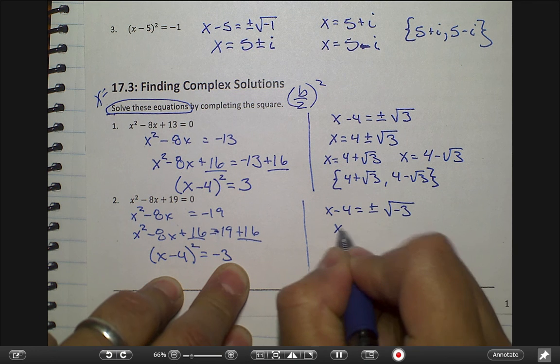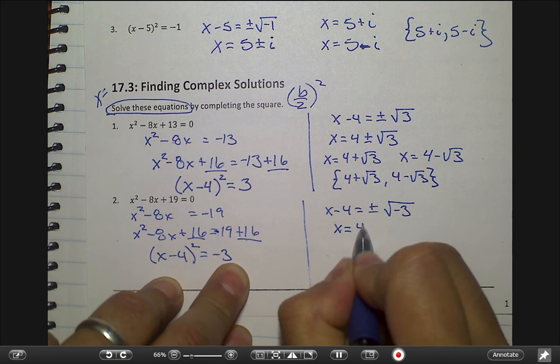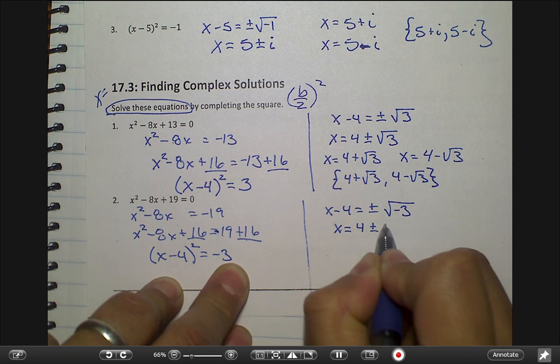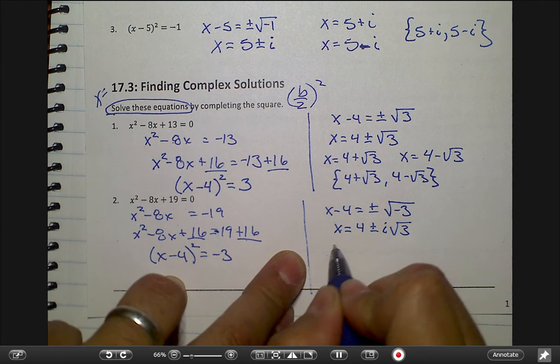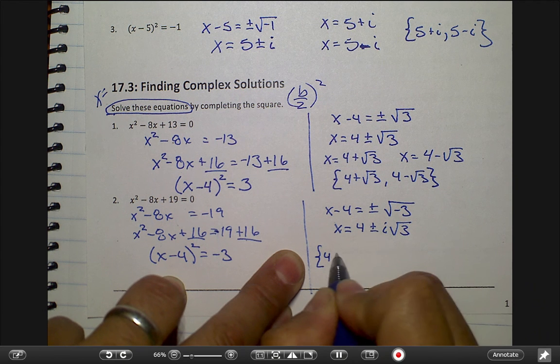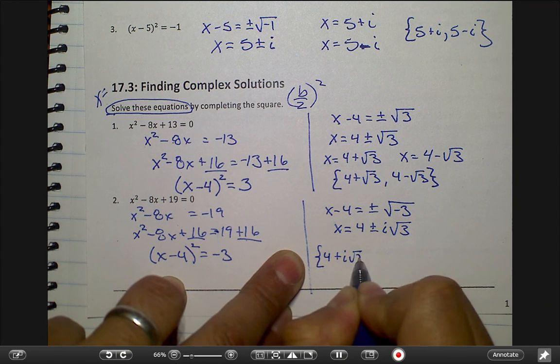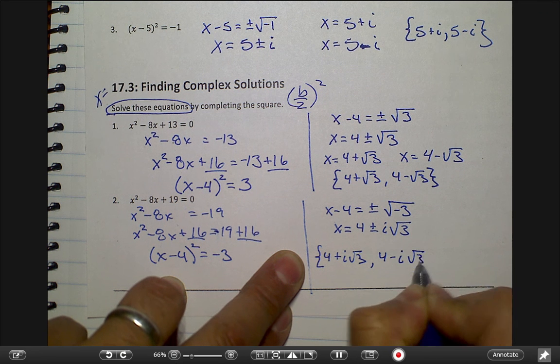So x equals, and I'm going to add 4 to both sides, 4 plus or minus i radical 3. So my two solutions: 4 plus i radical 3, 4 minus i radical 3.